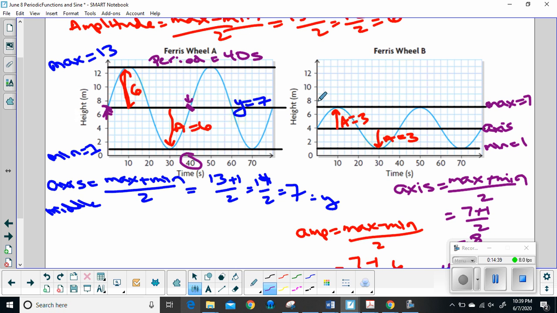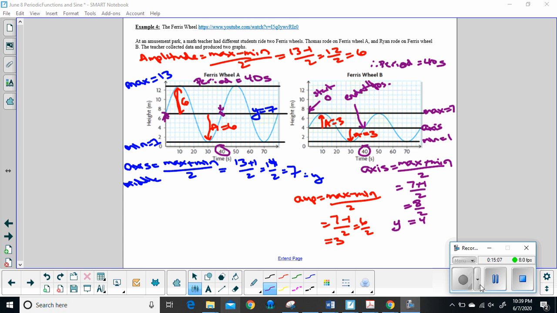Oh, and how long does this ride last for? Sorry. One cycle, so I start at 0, and here. And at, what's that? Oh, 40 seconds again. So therefore, the period for this one also is 40 seconds. All right, let's move on to the last very important thing.